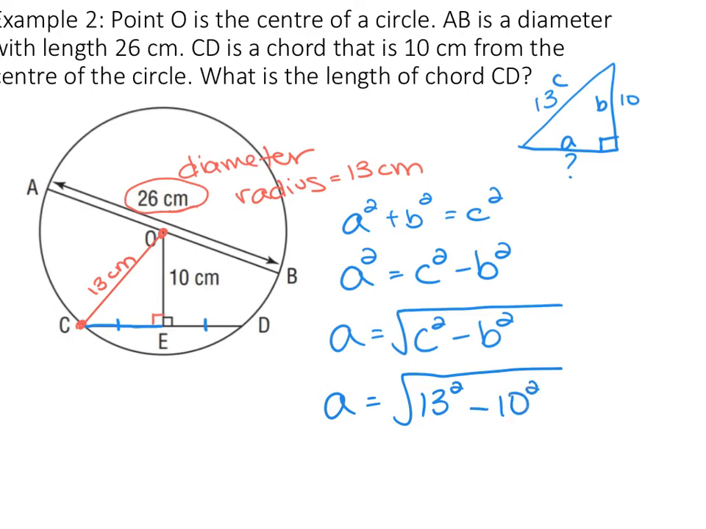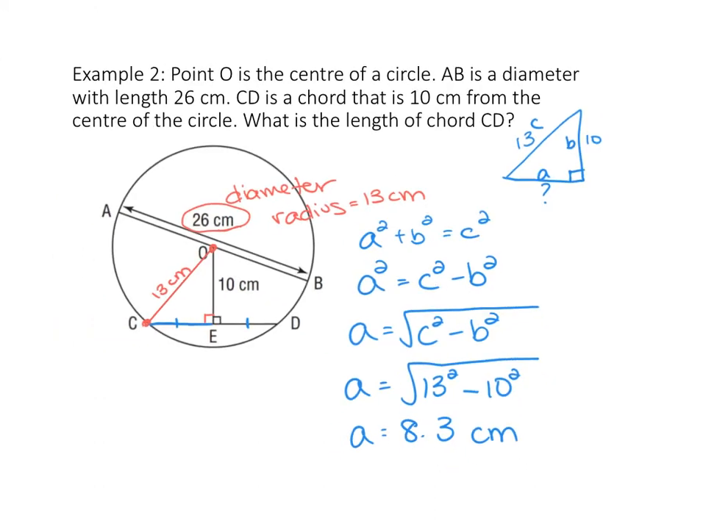So please be careful when you're plugging in your numbers. So the square root of 13 squared minus 10 squared gives me a length of 8.3 centimeters.